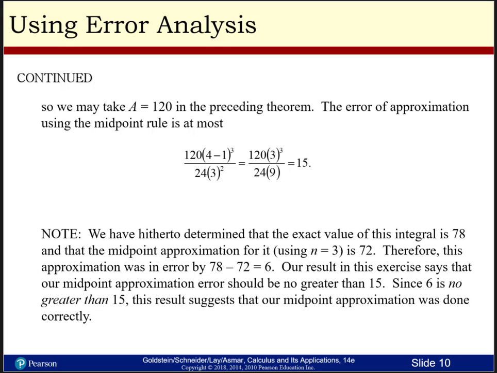Now, we have determined that the exact value of this integral is 78 and that the midpoint approximation is 72. Therefore, this approximation was in error by 6. Our result in this exercise says that our midpoint approximation error should be no greater than 15. Since 6 is no greater than 15, this result suggests that our midpoint approximation was done correctly.